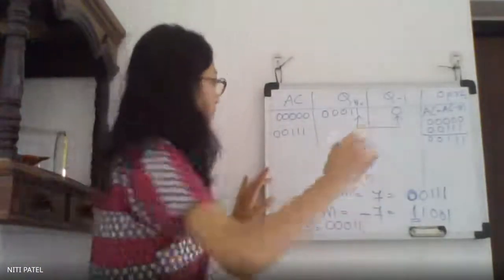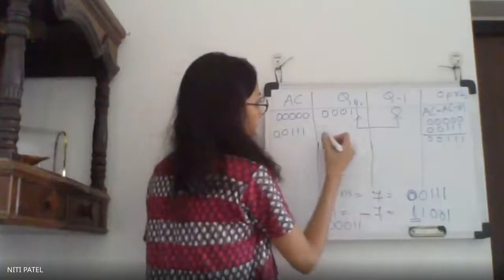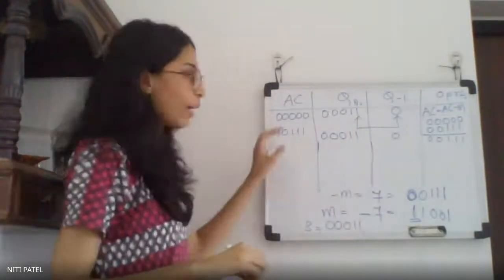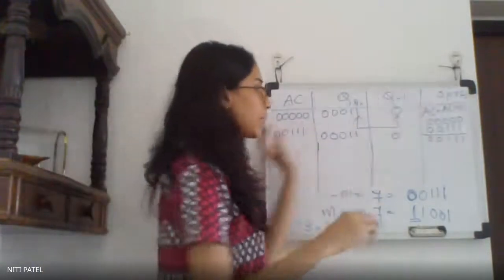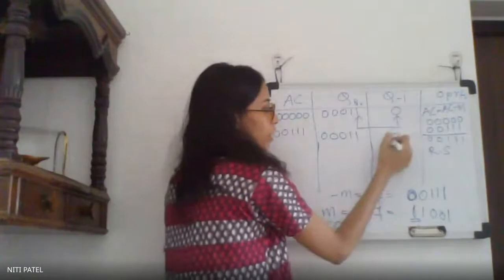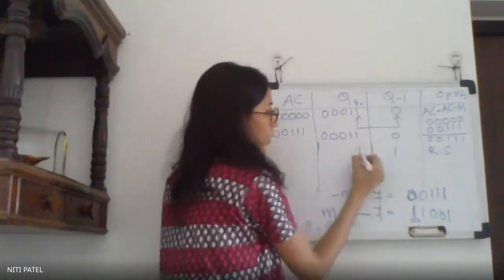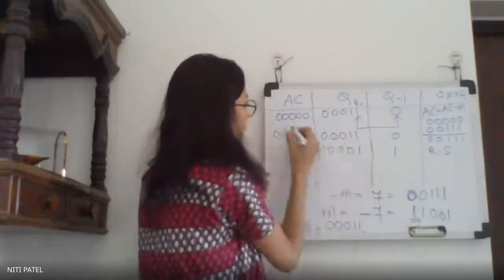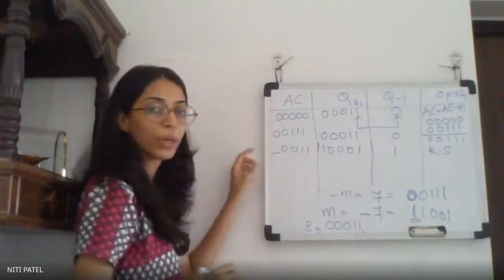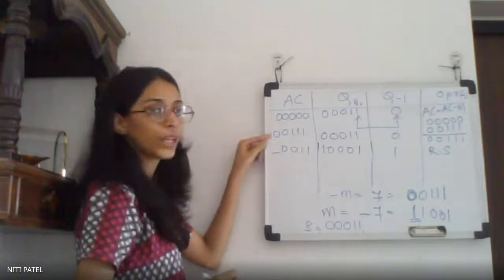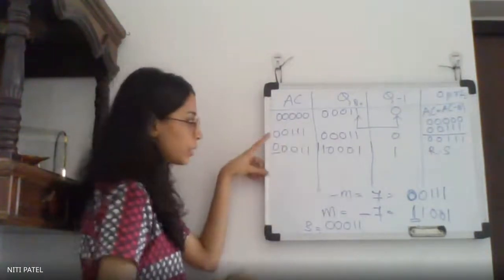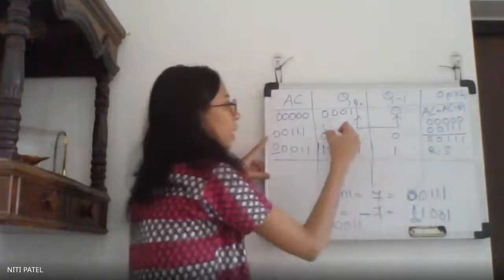So I copy Q as it is, and the value of Q minus 1 as it is. After I do AC is equal to AC minus M, I have to do a right shift. So when I do right shift, the last 0 gets discarded, and the 0, 0, 1, 1, 1 shifts right. Now from where should I get the fifth bit? The fifth bit should be copied from the previous step. So it will be 0 as it is. So with this we complete cycle number 1.